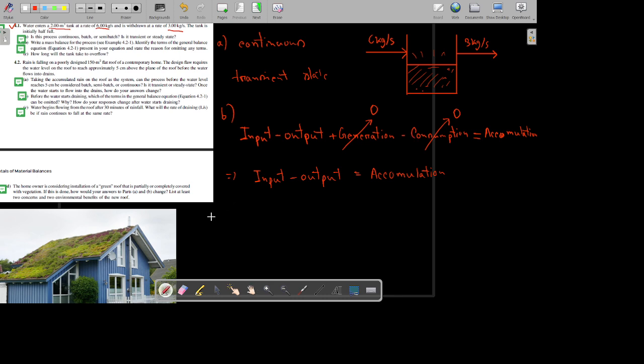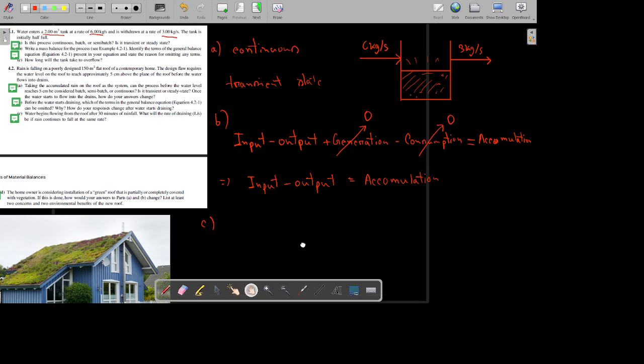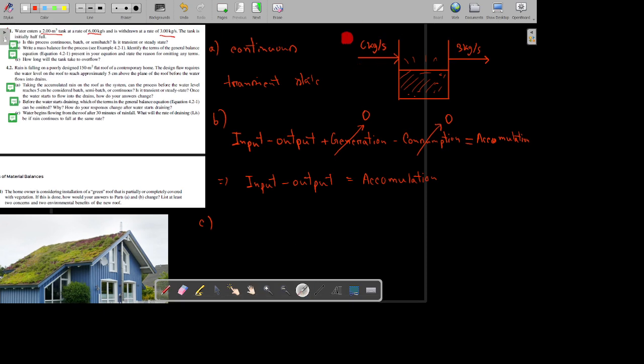Now moving to part C of the question. How long will the tank take to overflow? You can see that the tank was initially half filled and you are inputting water at a rate higher than the output rate. Water is entering at a higher rate than the removing rate, so obviously water is going to accumulate within the tank. So you have to find out how much time it is going to take to overflow. That means the tank will be filled with water.